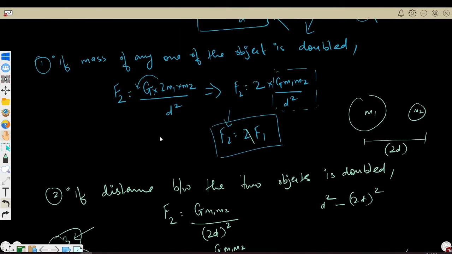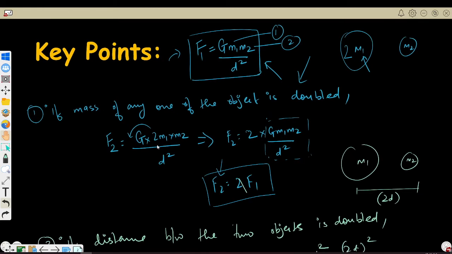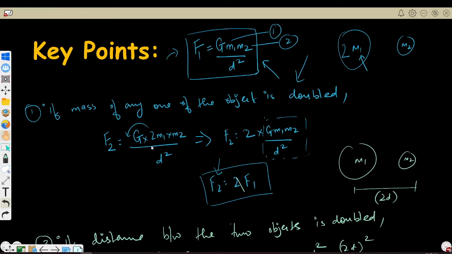You should be prepared for this, but the basic idea should be clear to you so that you can solve it if the question is a bit tricky. So this was all about Newton's universal law of gravitation. इससे related जितने key points थे हमने देख लिए.